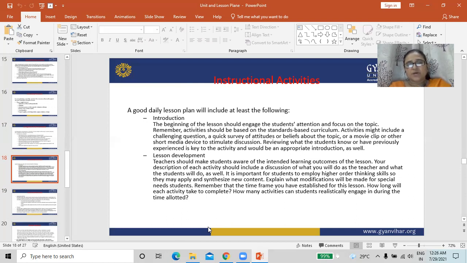Remember the time frame you have established for this lesson. How long will each activity take to complete? How many activities can students realistically engage in during the time allotted? Consider all these questions when planning for instructional activities.